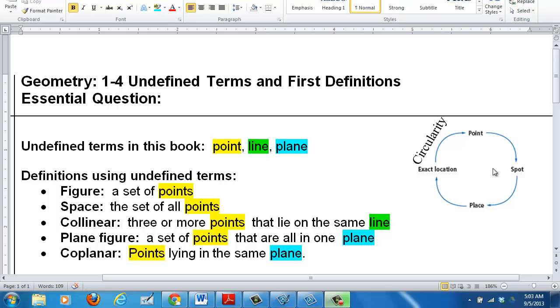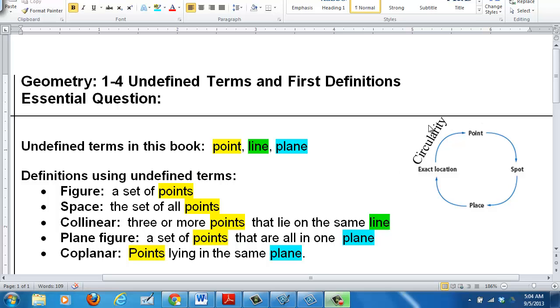Well, the same thing applies for geometry in that we need to have very precise definitions. However, there are some terms in geometry, just like in other areas, that we purposefully leave undefined. The reason we leave them undefined is because of circularity: in order to define them, we would just keep going in a circle. A point is a spot, is a place, is an exact location, and an exact location is a point. So we keep going around in a circle.